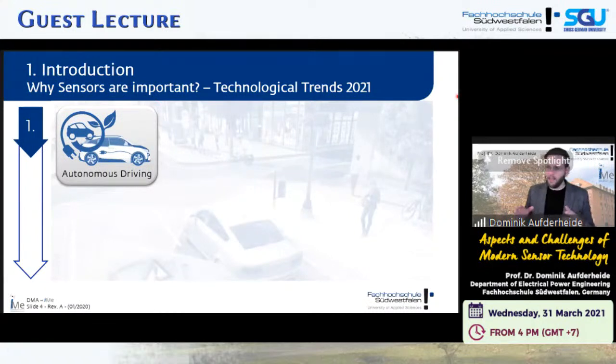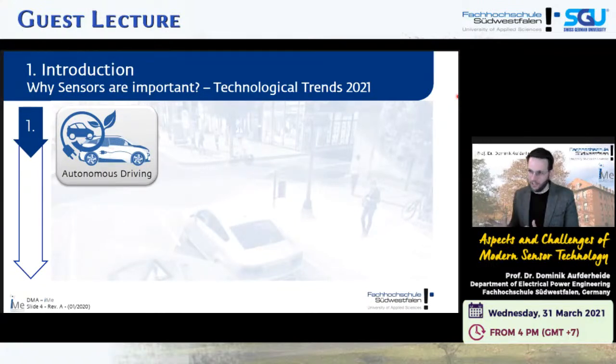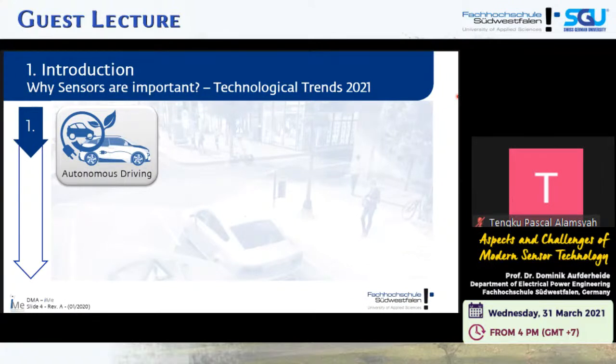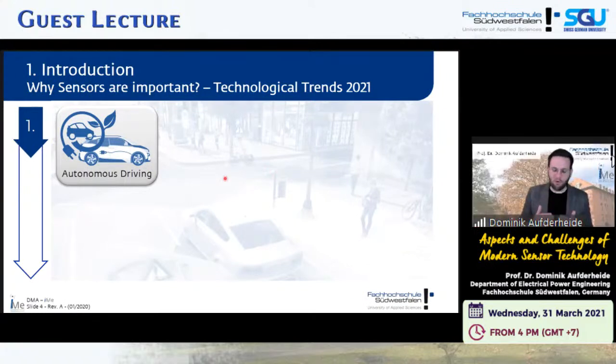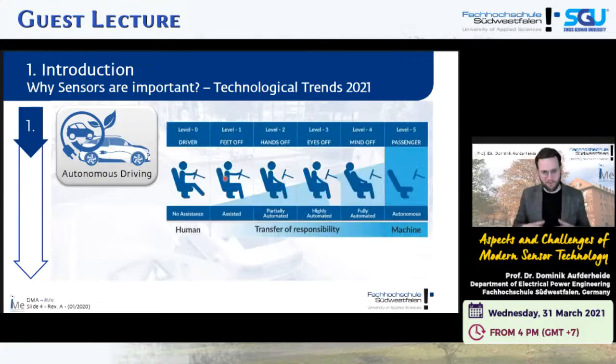And of course, when it comes to autonomous driving, this is one of the aspects and trends where I can immediately see that everybody is talking about machine learning. They're talking about data analysis. They are talking about artificial intelligence. But what is really important from the autonomous driving point of view is also the sensor side of things. So let's speak a little bit, first of all, about the goal of autonomous driving.